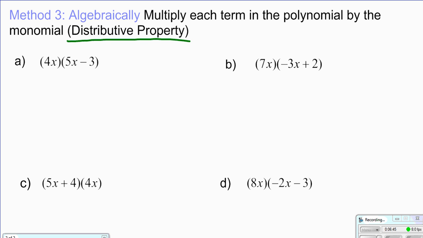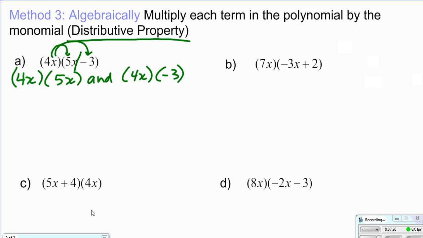This can be a little bit tricky at first, so if it doesn't make a ton of sense, don't get too worked up about it, but please make sure you come in for tutorial. So what's going to happen is we need to go 4x times 5x, and we need to go 4x times negative 3, because there's two terms. So I'm just going to split this up. So we need to go 4x times 5x, and we need to go 4x times negative 3.